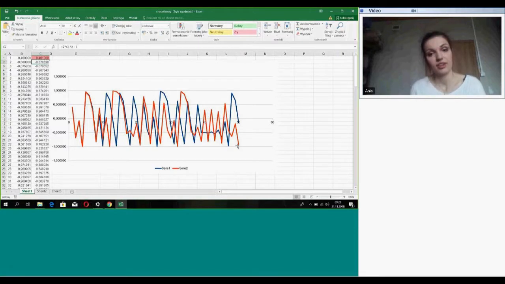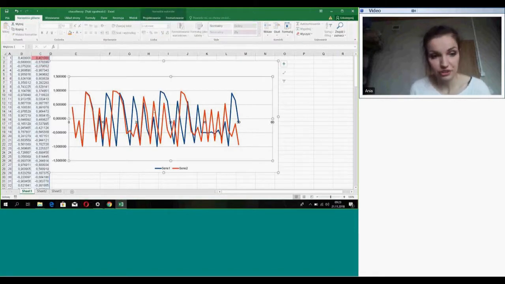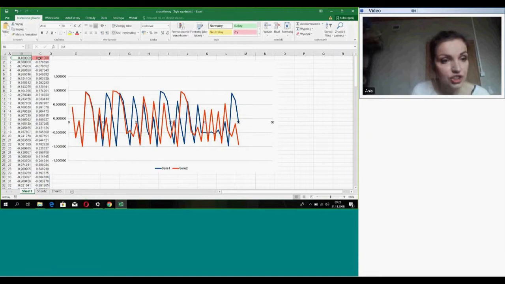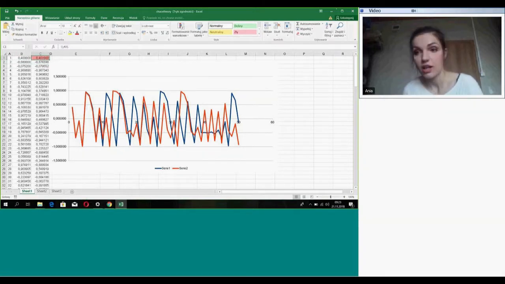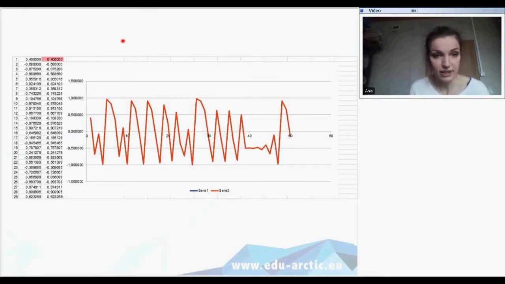Again, totally different results. So you can see that the initial condition was here, and the whole calculation goes from here, and a very tiny change resulted in an absolutely different result. So I hope you believe me now.